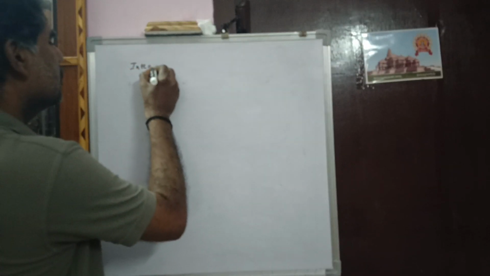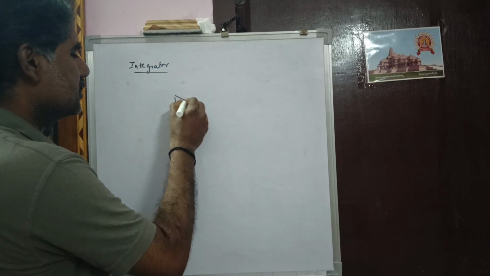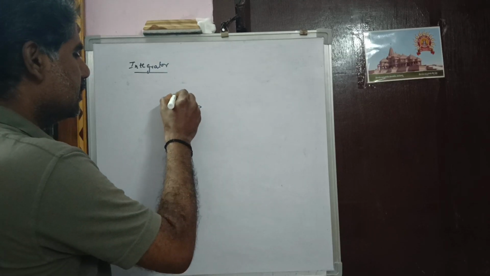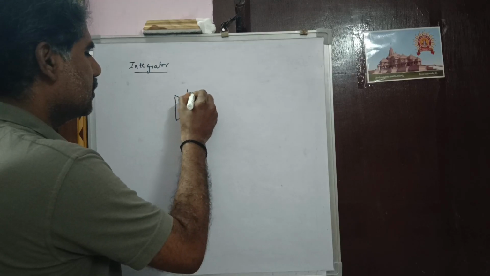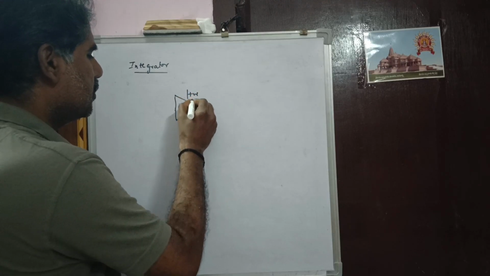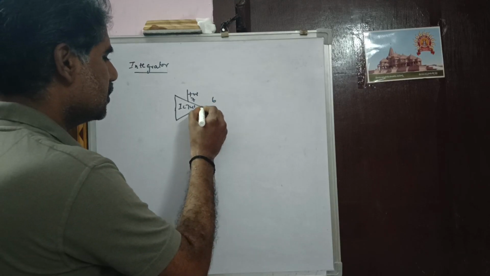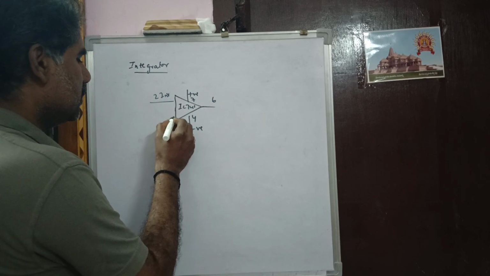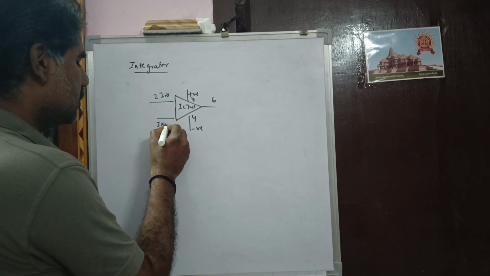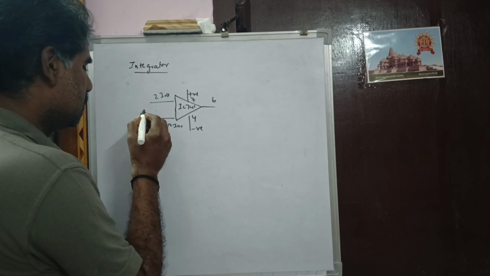Integrator. Op-amp as an integrator. For this, I am again using 741: 7th pin positive bias, 4th pin negative bias, 6th pin output, 2 inverting and 3 non-inverting. I am simply grounding pin 3.